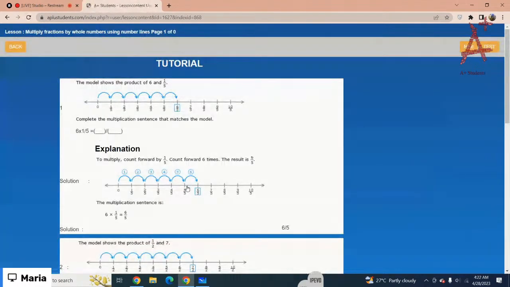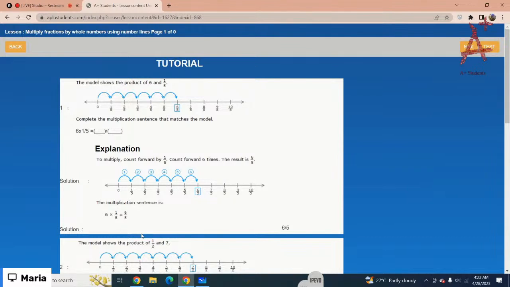Okay, so the model shows the product of 6 times 1 by 5. You have to calculate the product. Basically, to multiply, count forward by 1 by 5. You can see here all the factors are by 1 by 5, like 1 by 5, 2 by 5, 3 by 5, 4 by 5. You have to count until 6. You can see 6 arrows, 1, 2, 3, 4, 5, 6. So it makes 6 over 5.